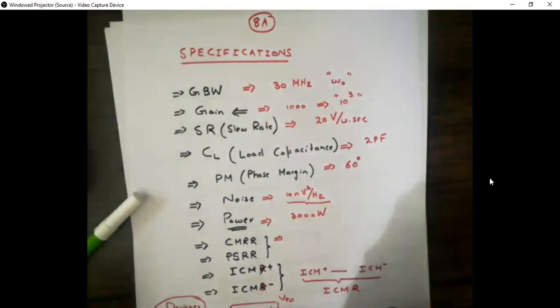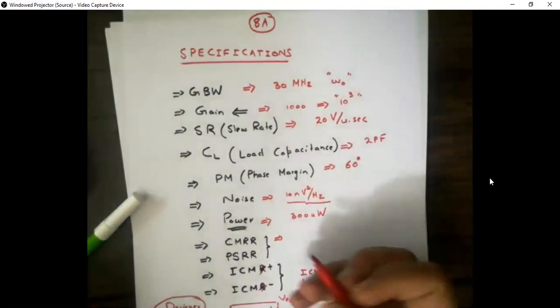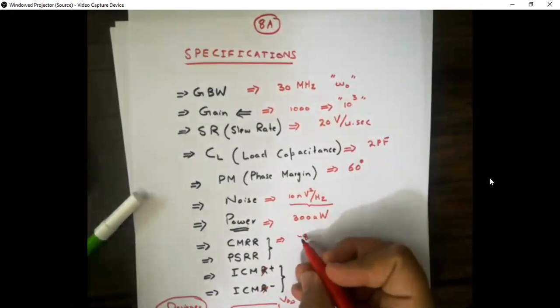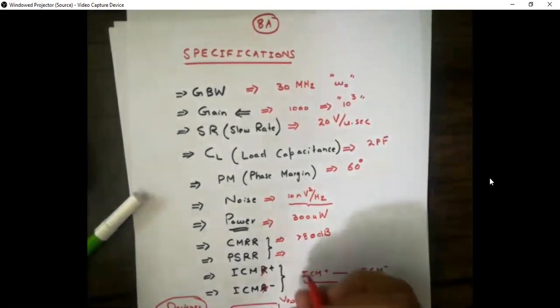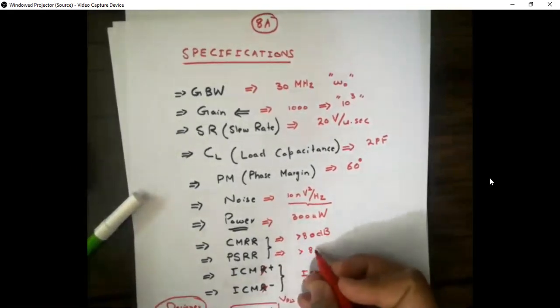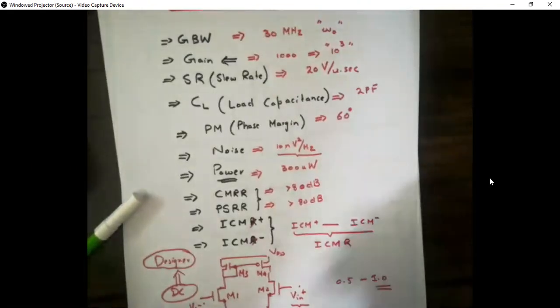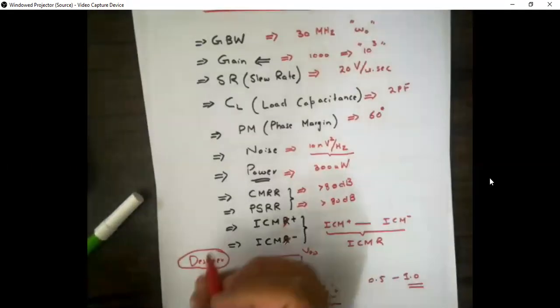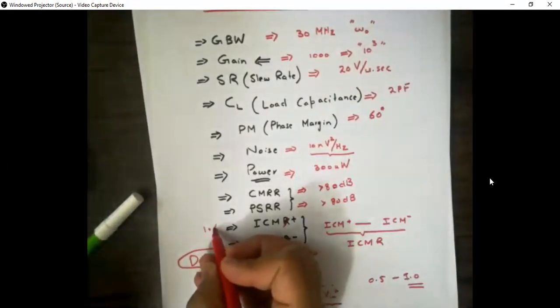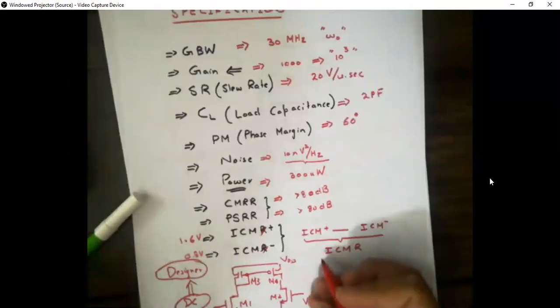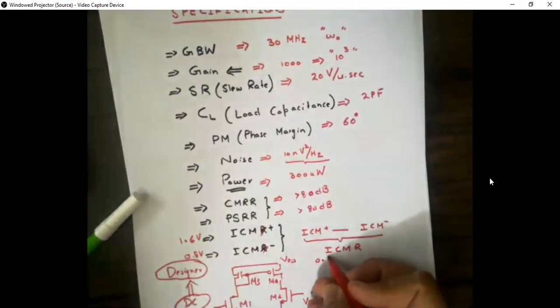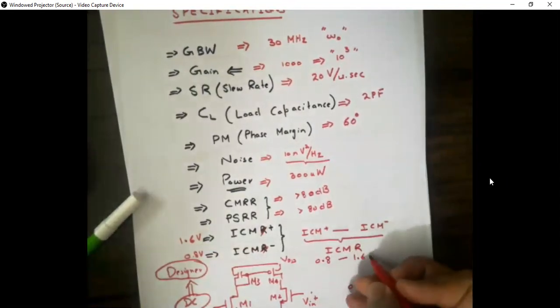But definitely the design becomes complex. So let's place something bigger than 80. CMRR should be more than 80 dB. PSRR, power supply rejection ratio, should also be bigger than 80 dB. For the ICM values, ICM plus should be 1.6 volts and ICM negative 0.8 volts, meaning I want my operational amplifier to operate from 0.8 to 1.6 volts.